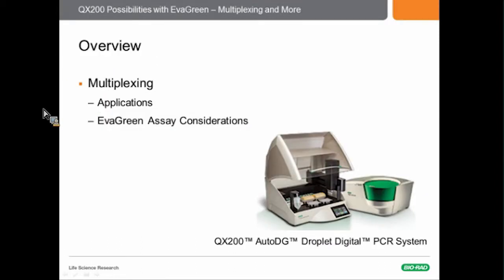First, we will begin by looking at some considerations for EvaGreen assays and the possible applications. As you will see, EvaGreen offers an advantage in that multiplexing is possible with just the single color or dye in the QX200, an image of which is shown here on the bottom right of your screen. So towards this, I'll explain some unique features of ddPCR data analysis for EvaGreen assays and the ways in which these features may be applied to allow for single color multiplexing.